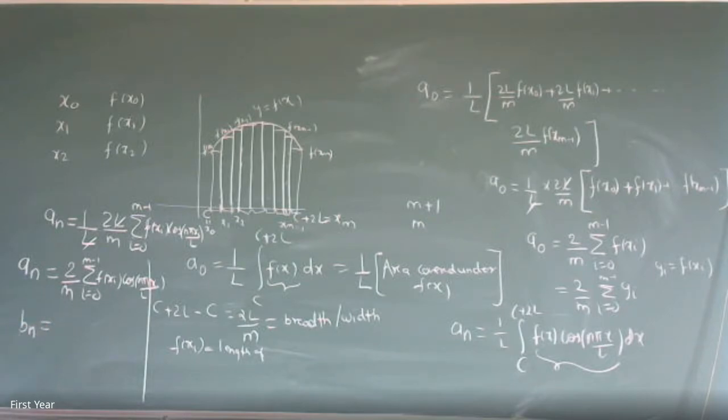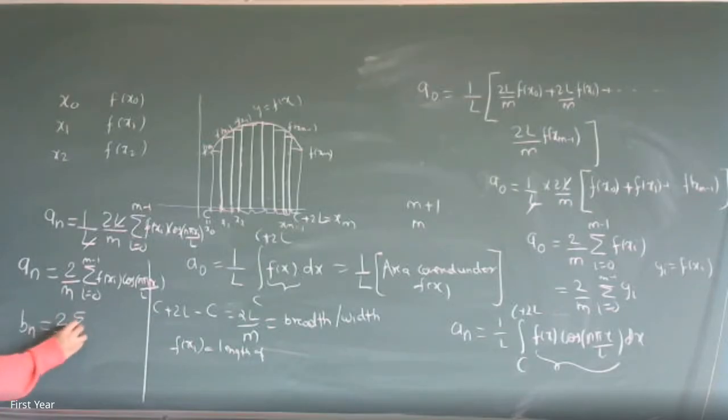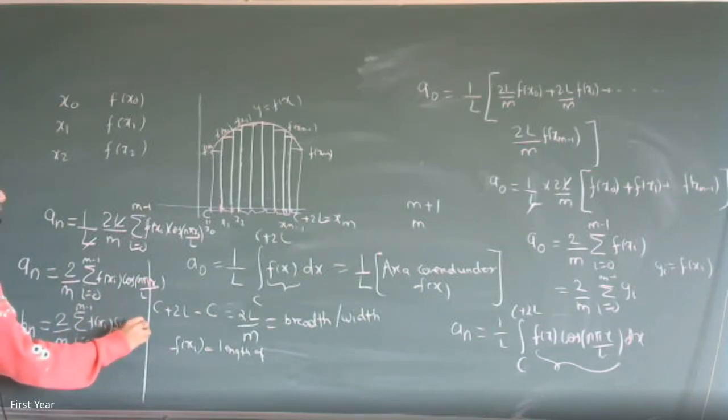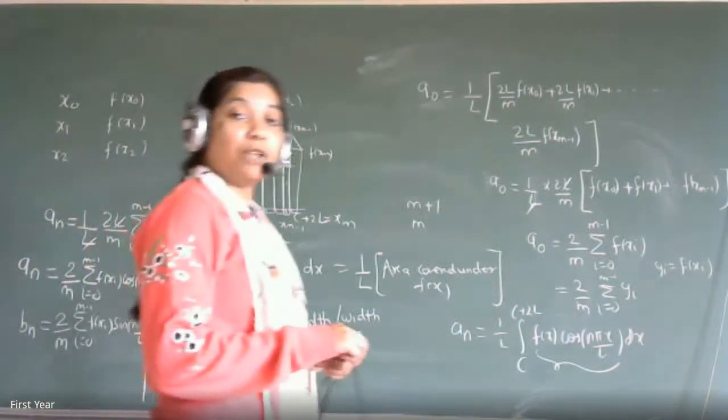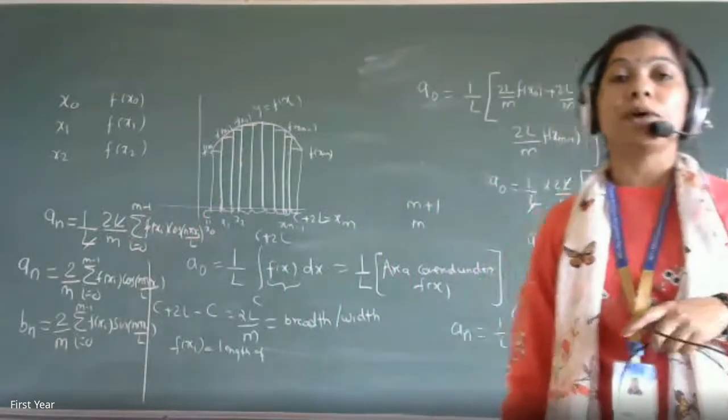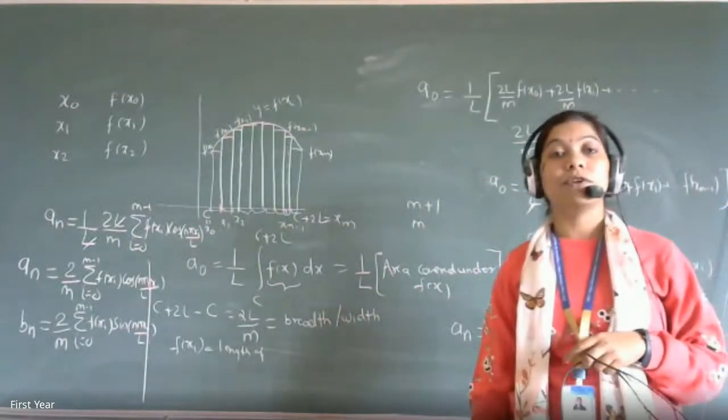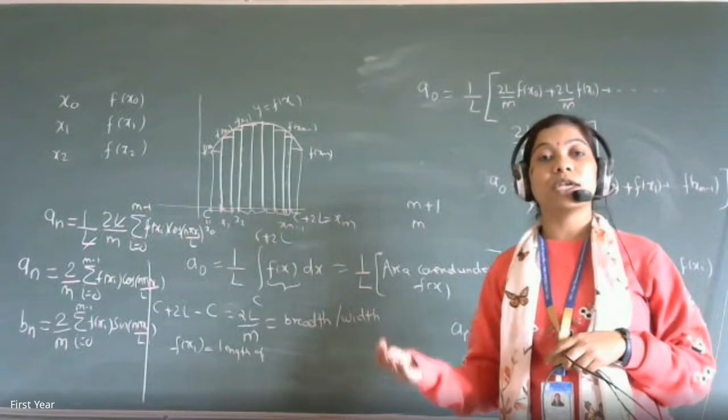So now tell me what will be the formula for bn. Ma'am, in place of cos there will be sin. Correct. So it will be 2 by n summation i from 0 to n minus 1 f of xi into sin of n pi xi by l. That is your formula for bn. Is this okay? So how are we finding the Fourier series? The Fourier series will be the same: f of x is equal to a naught by 2 plus summation n from 1 to infinity an cos n pi x by l plus bn sin n pi x by l.